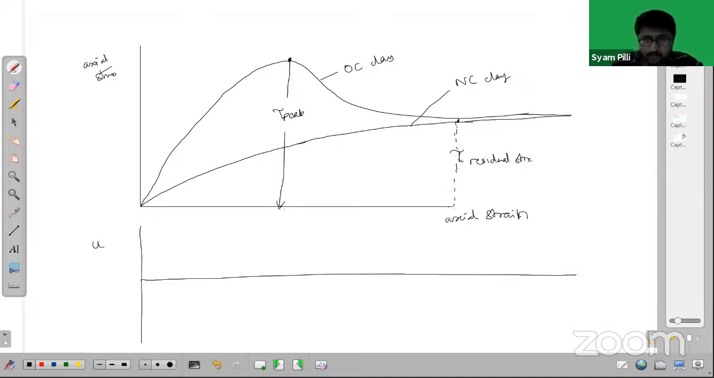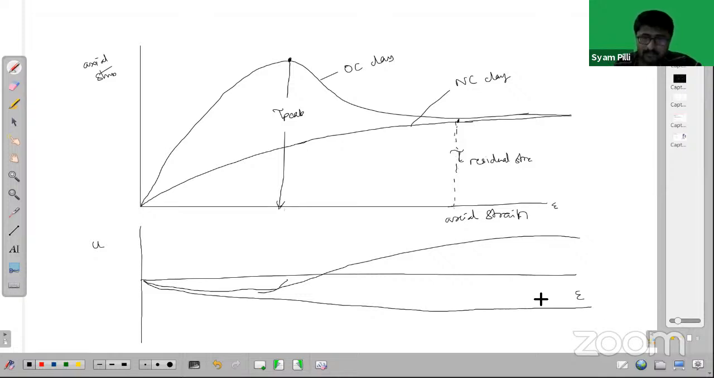The pore water pressure variation with the strain will look something like this. So this is for OC clays, and for normally consolidated clays, NC clays, this is the curve. So this is for NC, and this is for OC, or over consolidated.